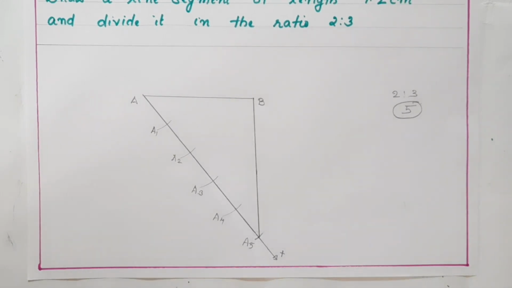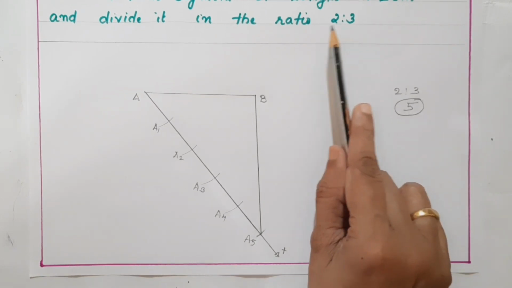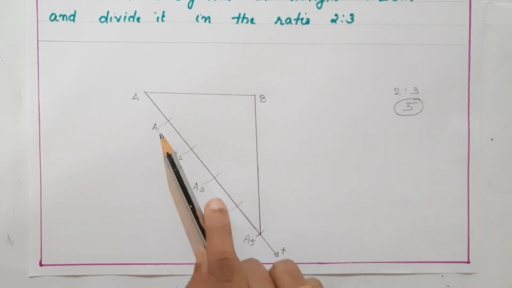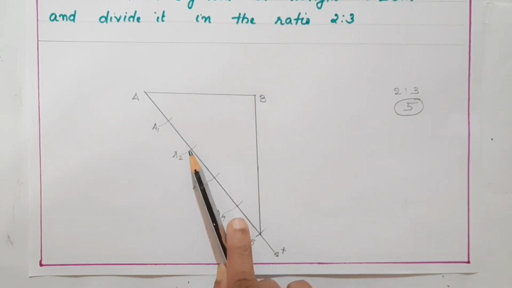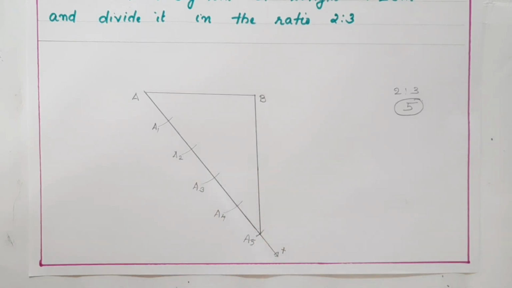Now what is our next step? We have to make a line parallel to this BA5. At which point? How will you decide that? We have to check the ratio. It is 2:3. Which is the first one? 2. So at A2 we have to make a line parallel to this BA5. How will you get the parallel line?